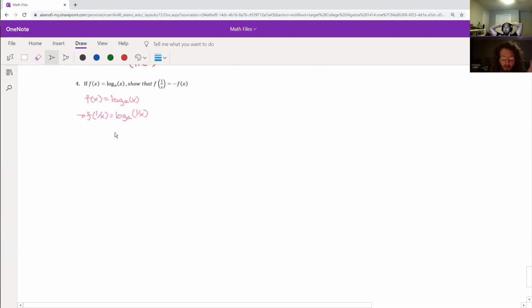I want to convert this first to x to the negative 1. We want to pull out our exponent, our power. Log base a of x, and look at that. This equals negative f of x, and we're done. Yay! That's that.